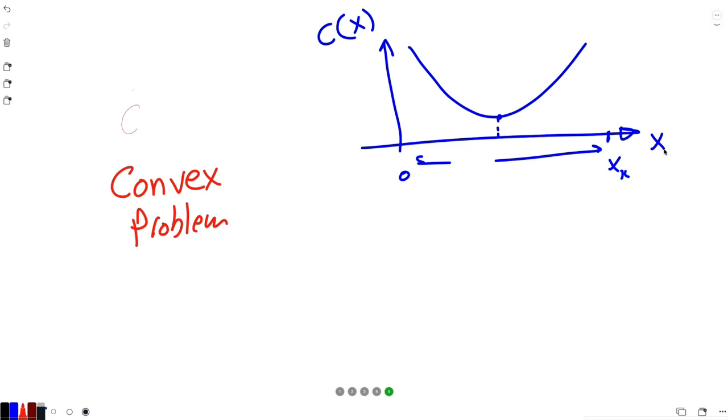And this is actually the main feature of convex problems: once you reach the optimum point, this optimum point is global. This is for convex optimization, and these are called convex problems. Now, how do we generalize the single case to the multidimensional case?